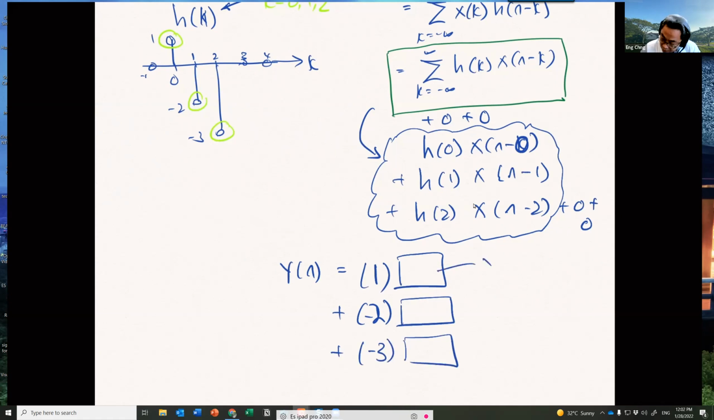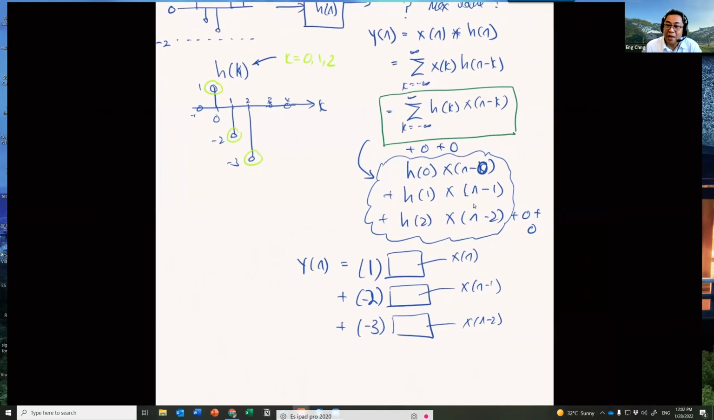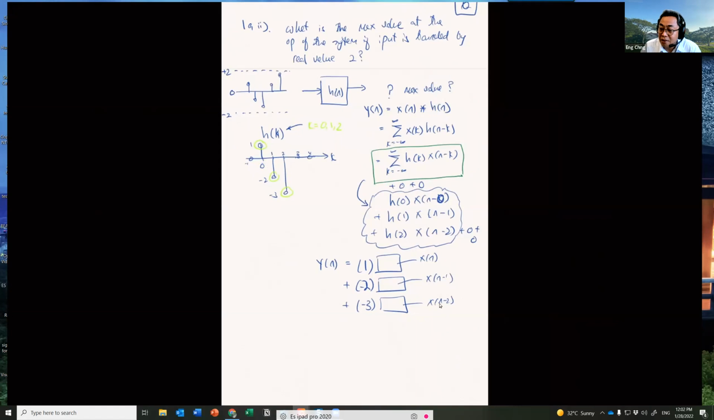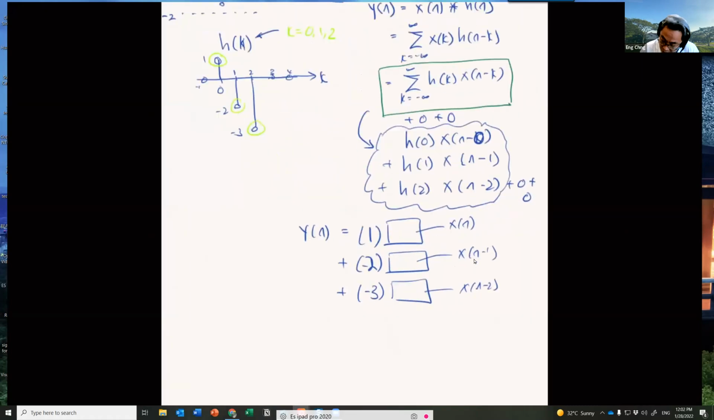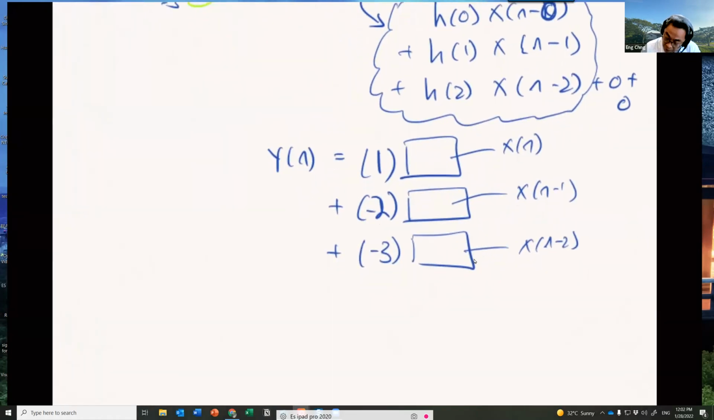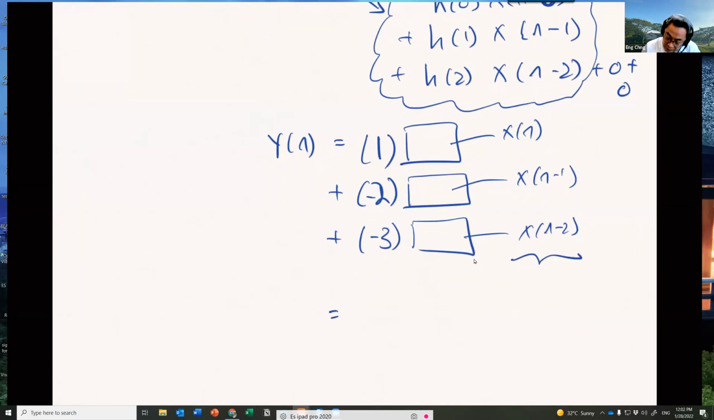So what are these boxes? This is x of n. This guy is x of n minus 1. This guy is x of n minus 2. Now, if I say you can arbitrarily choose these values, but they must be bounded by 2, what would you choose? You want to choose the values such that the output is maximum, right? So maybe by now you have figured out, I use 2 multiplied by 1, I use minus 2 multiplied by minus 2, and so on. Then the answer is trivial: 2 plus 4 plus 6. And the answer is 12.